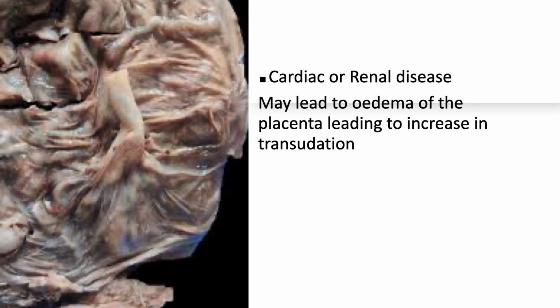The other one is cardiac or renal disease. It may lead to edema of the placenta, leading to increase in transudation, which of course leads to hydramnios.